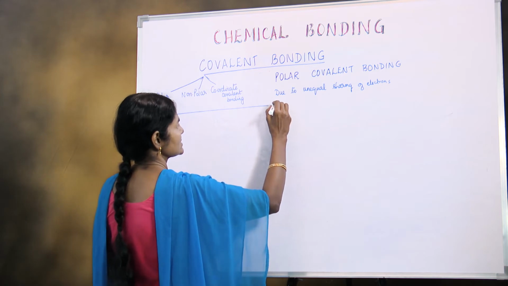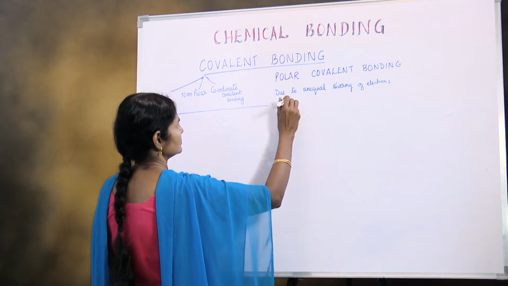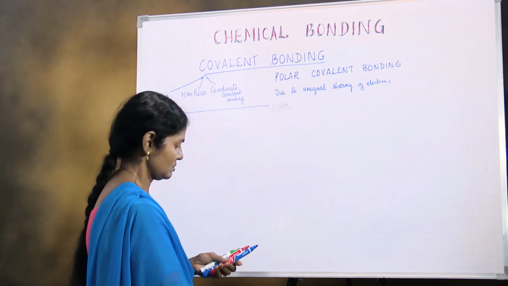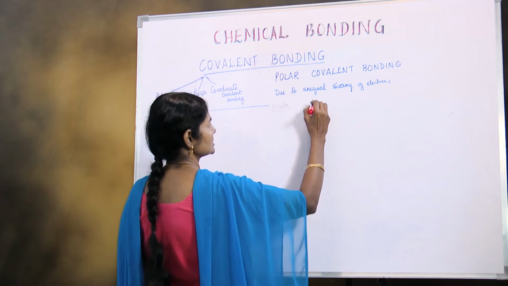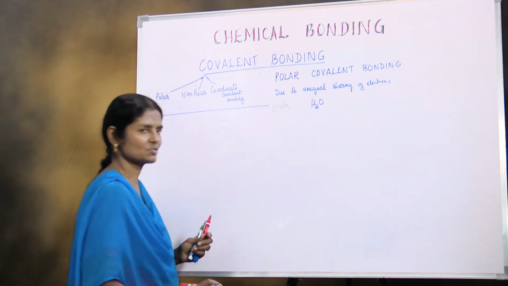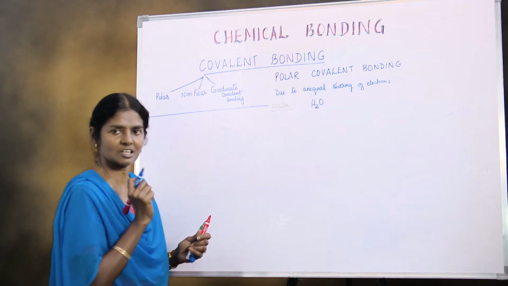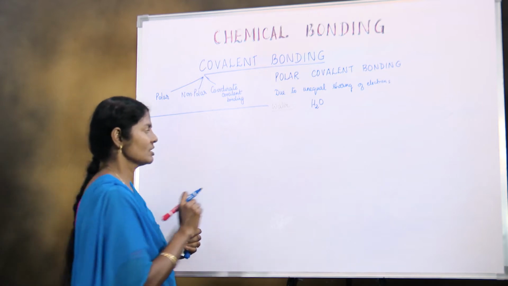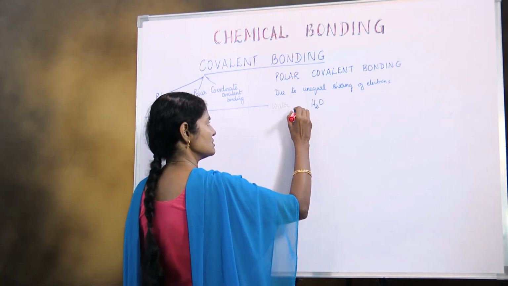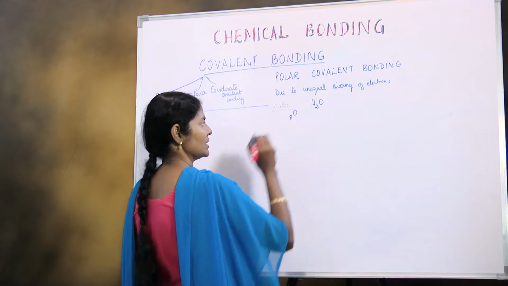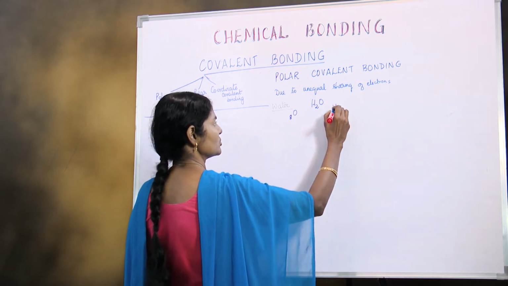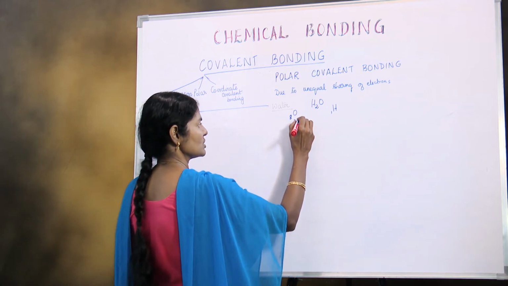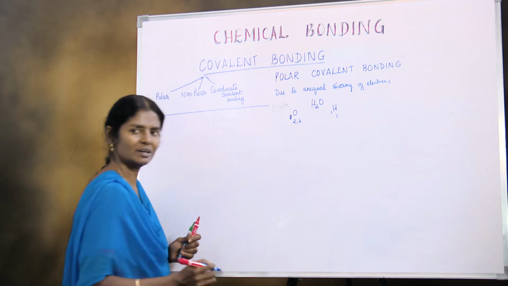Now let us take an example like water. When we take water as an example, it is H2O, which means there is one atom of oxygen and two atoms of hydrogen, and it is a covalent bond. So let us take oxygen, atomic number is 8, and hydrogen's atomic number is 1. So the electronic configuration would be 2, 6 for oxygen and 1 for hydrogen.